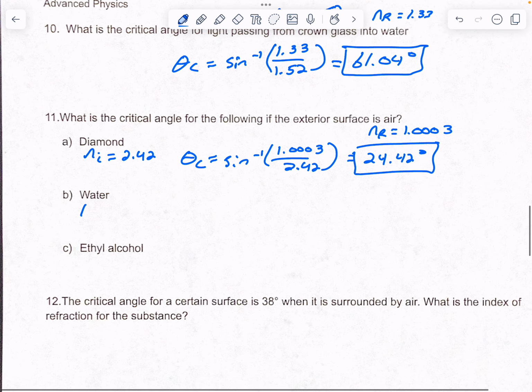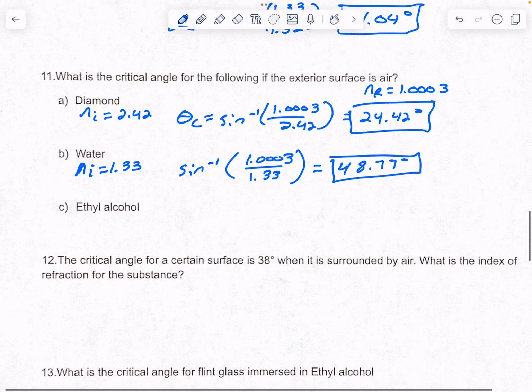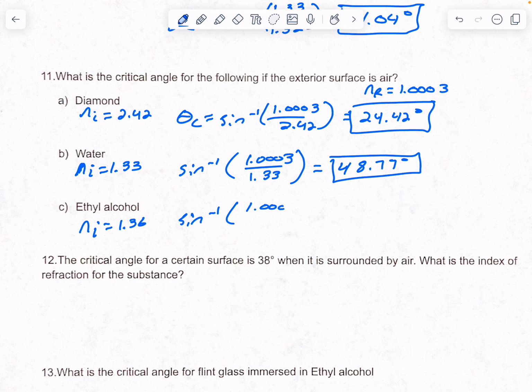Okay, water in this case, so your NI is going to be 1.33. So we're going to do inverse sine of 1.0003 over water, 1.33. Get 48.77 degrees. Okay, ethyl alcohol. Okay, so ethyl alcohol, that's on your list. Okay, that is 1.36, so NI 1.36. So inverse sine of 1.0003 divided by 1.36, and we get 47.35 degrees.